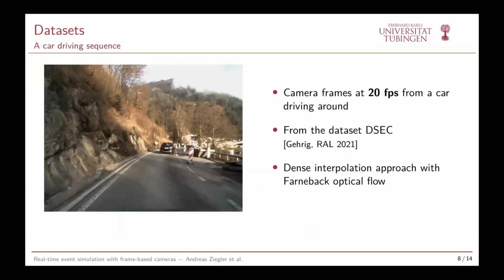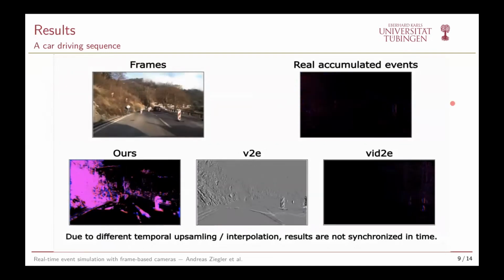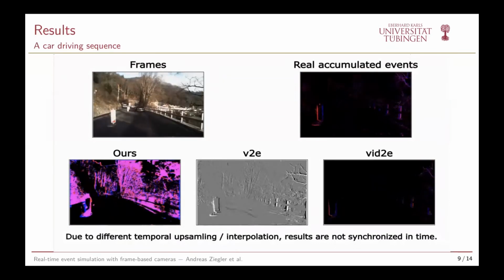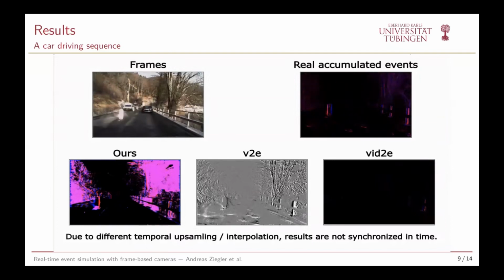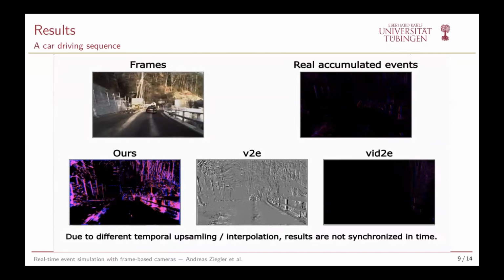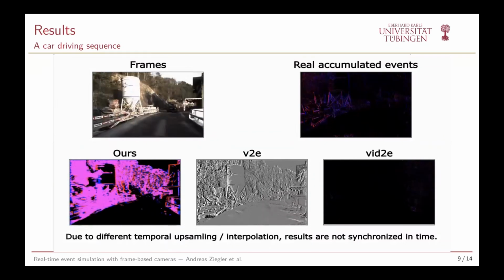We use 2 different datasets to evaluate our event simulation methods. One is DSEC, where a camera runs at 20 frames per second. Here we use the dense interpolation approach with Farneback optical flow. On the top left, we see the output of the frame camera, which we use as input for the event simulator. On the top right, we see real accumulated events from the dataset from a real event camera. On the bottom left, we see one of our event simulation methods, and then V2E and VID2E, 2 state-of-the-art event simulators, as a comparison.